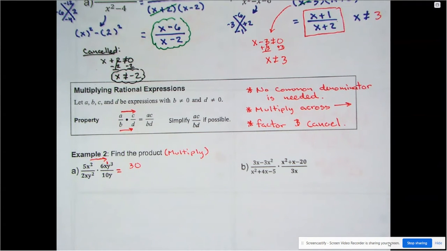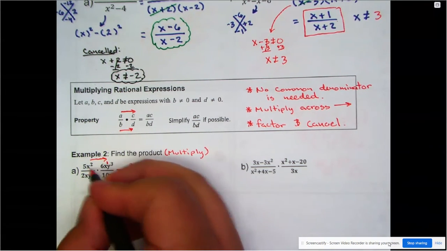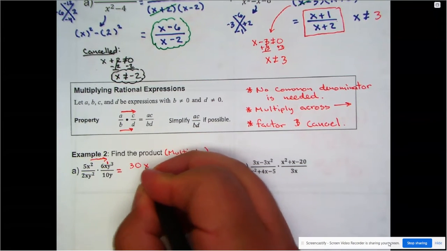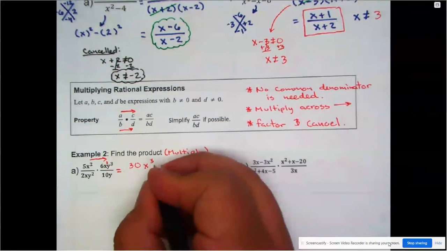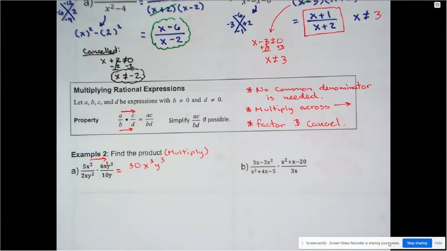Feel free to add that extra note if you need it. But x squared times x to the 1 is x to the 3rd. And yes, there's also a y involved in that process. So there's a y to the 3rd. No change in that power because there's no other y to work with.